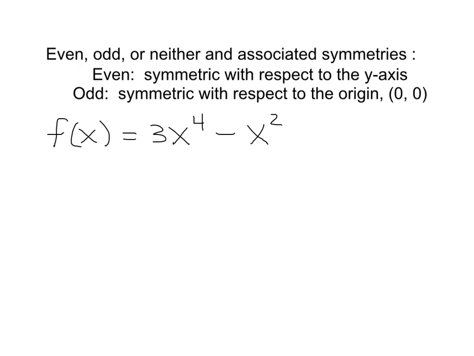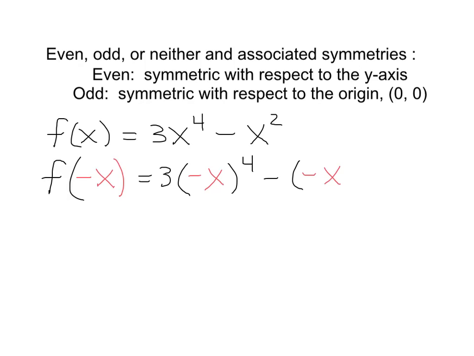Now, in order to be either even or odd, we need to know what happens when we evaluate the function at the opposite of x. If the function evaluated at the opposite of x equals itself, that means it's even. If it equals the opposite of itself, that means it's odd. So for this function, we'll replace every place we have an x with the opposite of x, expand the expression, and see what we're left with.